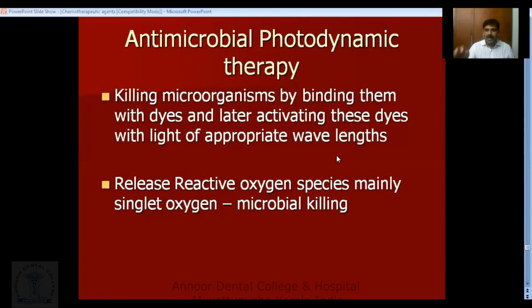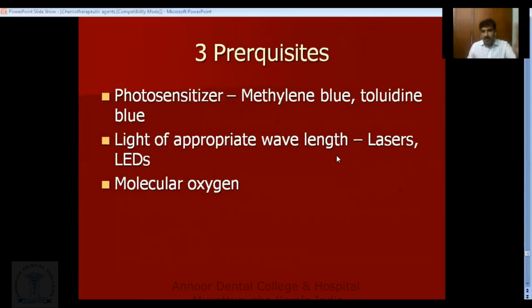So it has three key ingredients. One is photosensitizer. As I told you before, you have to inject it into the periodontal pocket. Commonly used photosensitizers are methylene blue and toluidine blue. Then light of appropriate wavelength. It can be a laser. Commonly we use lasers of different wavelengths. There are lasers that have probably been developed specifically for photodynamic therapy also, or you can use an LED. It should have a specific wavelength. This wavelength of light or laser should activate the photosensitizer.